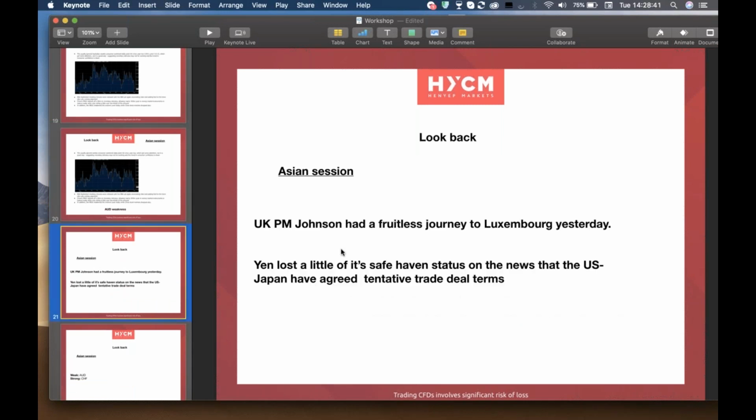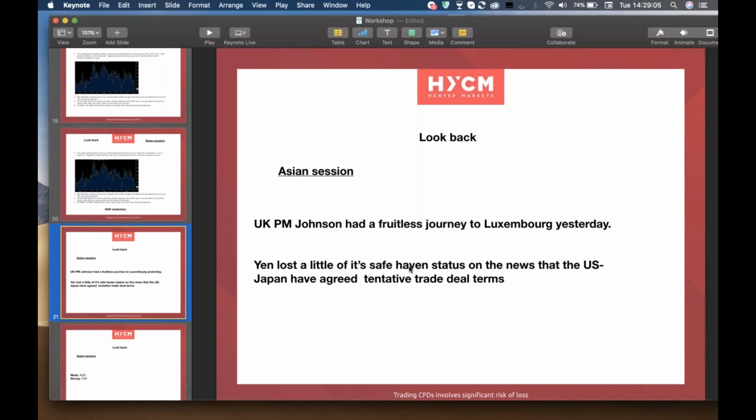We had UK PM Johnson. He had a fruitless journey to Luxembourg yesterday. There was a fairly embarrassing situation where he was speaking with a Luxembourg representative, and Boris Johnson couldn't actually make the lectern, and it all turned into a bit of a farce. So that was a poor result for PM Johnson.